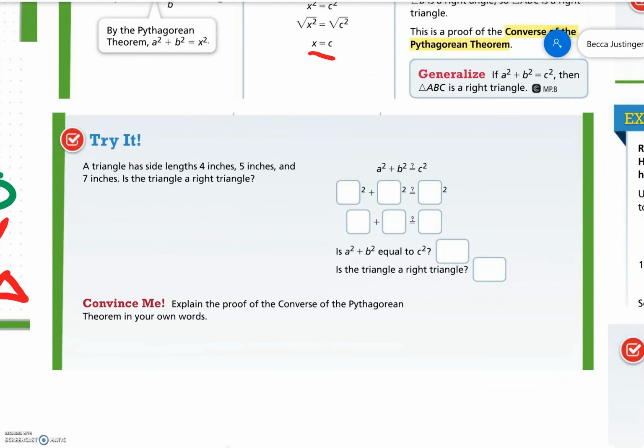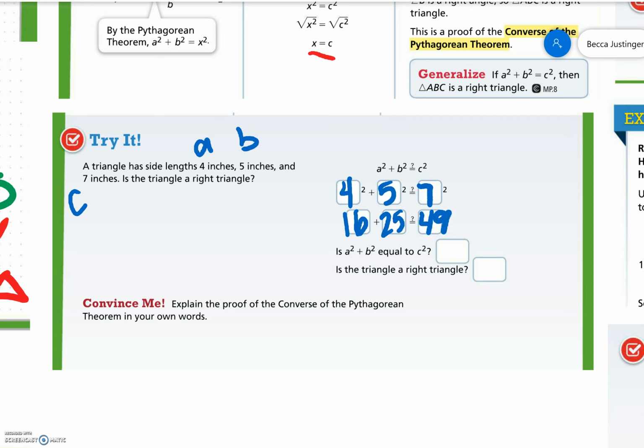Try it. A triangle has side lengths 4 inches, 5 inches, and 7 inches. Is the triangle a right triangle? Well, let's label our parts A, B, and C. I know this one has to be C because 7 is longest, and I can choose these to be A and B. So 4 squared plus 5 squared equals 7 squared. 4 squared is 16, 5 squared is 25, and 7 squared is 49.